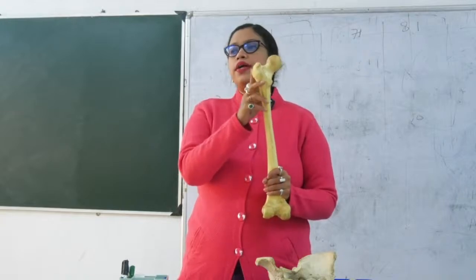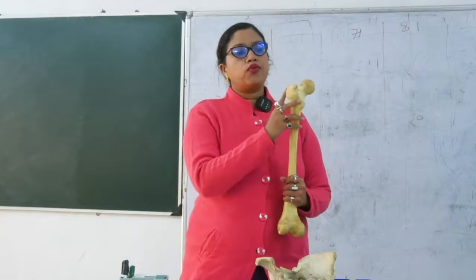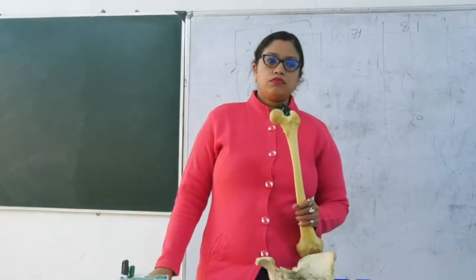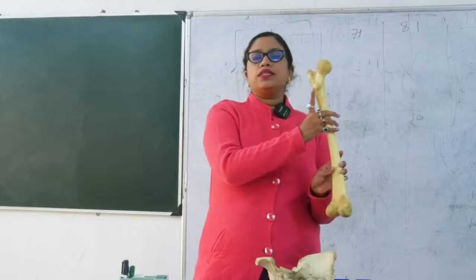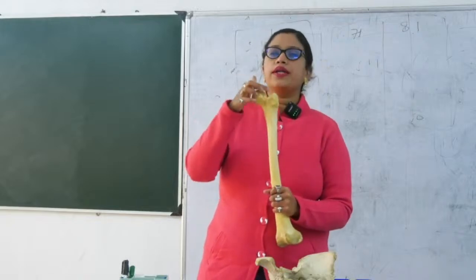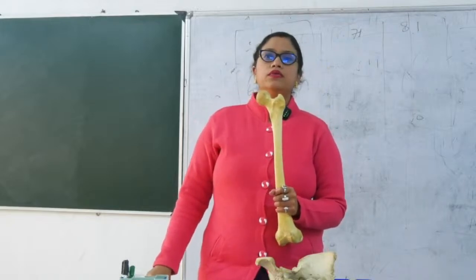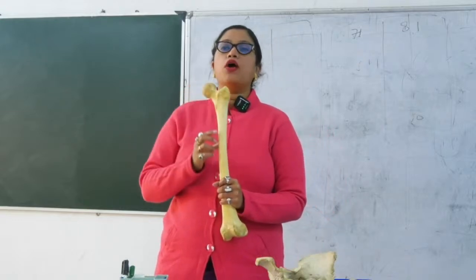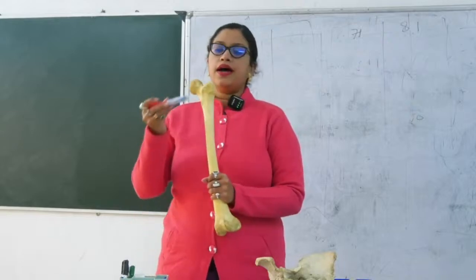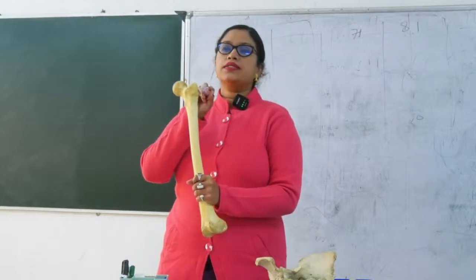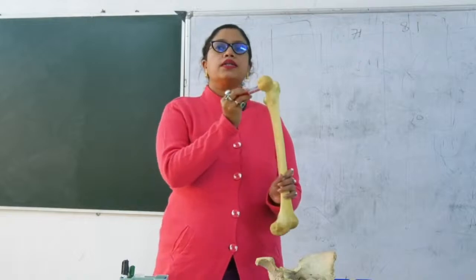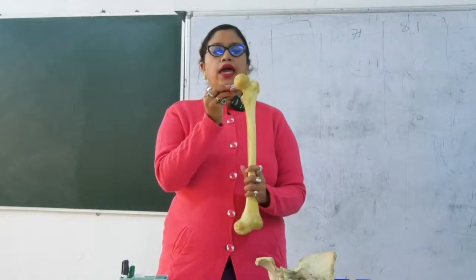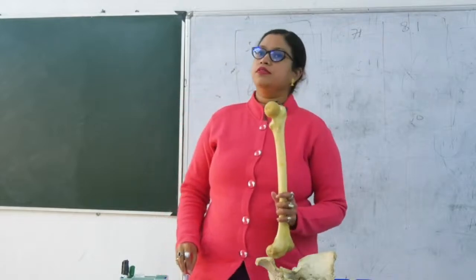Next one is the greater trochanter. Now, if you see the greater trochanter, how many borders and how many surfaces does it have? This is the greater trochanter and this one is the lesser trochanter. In the greater trochanter, how many borders are there? Only one border. Which border do you see? Upper border. How many surfaces? This one is the anterior surface, this one is the lateral surface, this one is the medial surface, and this is the posterior surface.